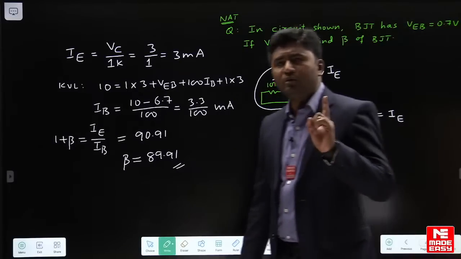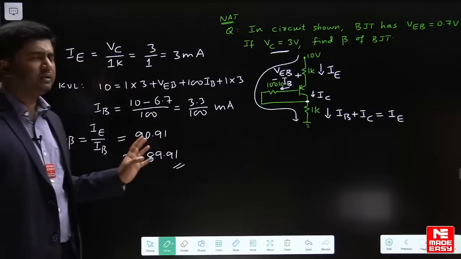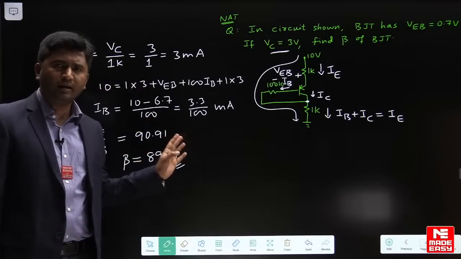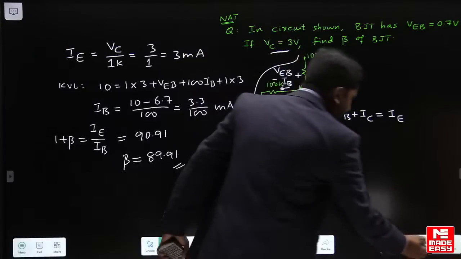Hope everybody followed this question. It's a relatively easy one. Such a question can come maybe for 1 mark in the GATE paper. Then let us move to the next question.